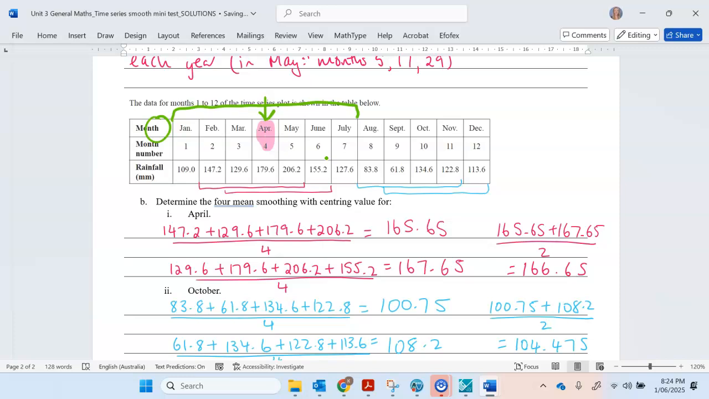So if April's in the middle, we need 3 months either side for it to be 7 mean smoothing. So we can't do January, February, or March because there's not enough points on the lower side to do it. So January, February, March, we'll miss out. At the other end, we can just do the 7 months there. So we're going from 1, 2, 3, 4, 5, 6.